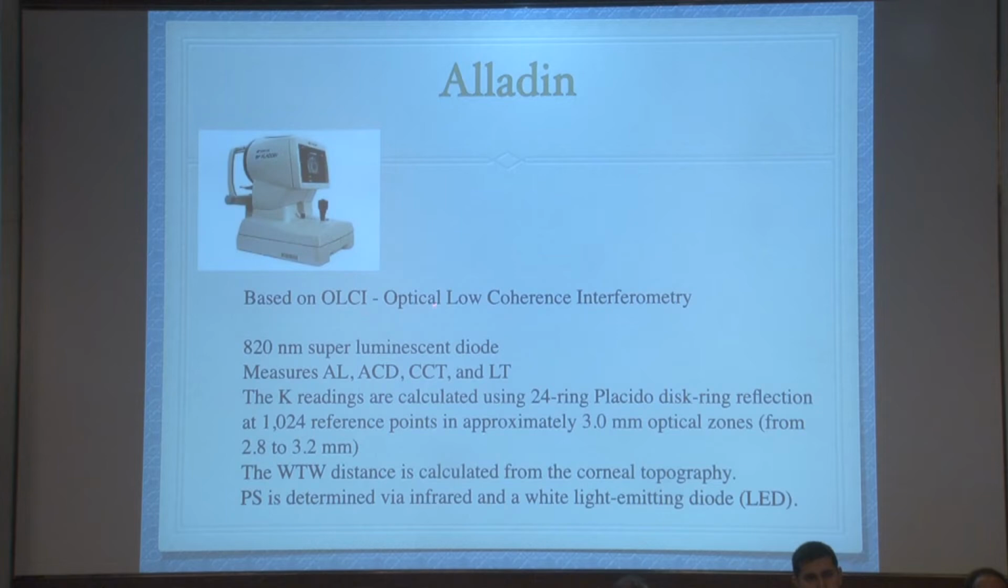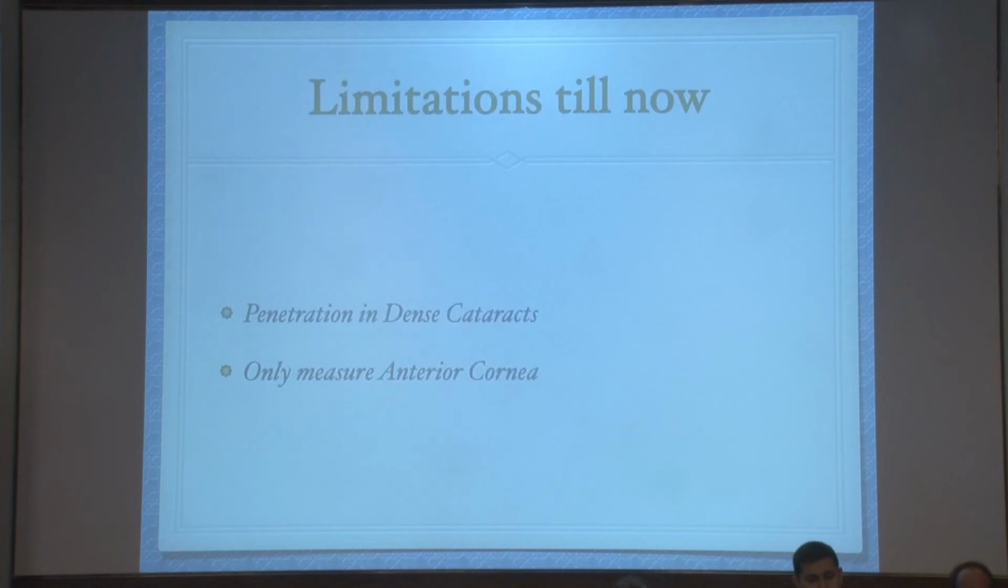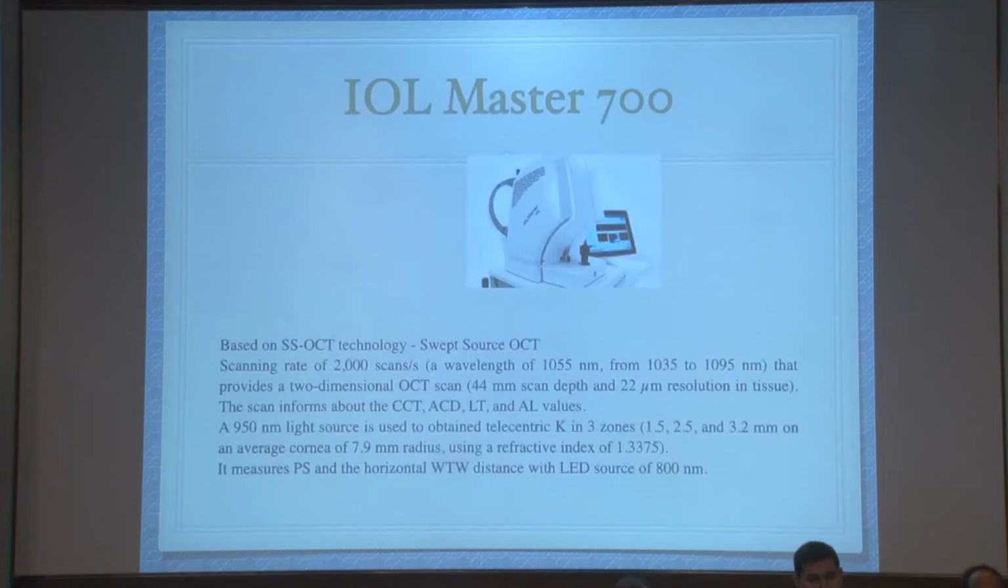We look at the Aladdin. This is again based on optical low coherence interferometry. It measures all the parameters, because these are the parameters which we require for all the newer generation formulas, as Dr. Twinkle mentioned. The Universal, Barrett II and all the formulas require ACD, CCT, and lens thickness. The limitations with these biometers were penetration in denser cataracts, and that they only measure the anterior cornea.